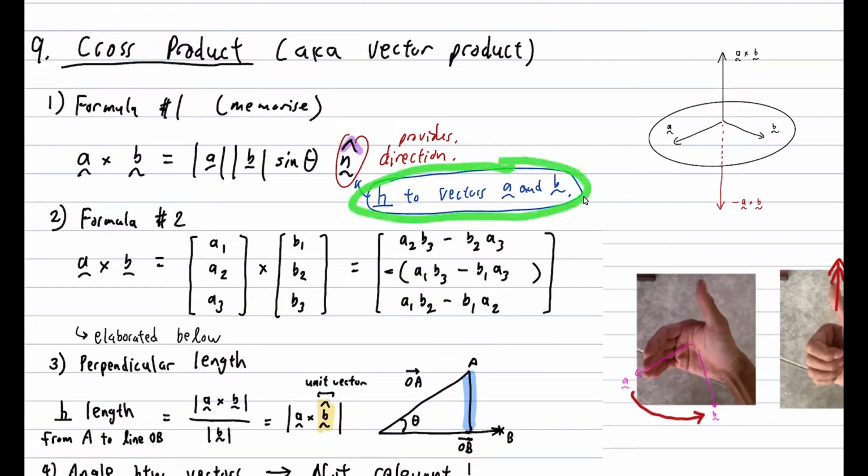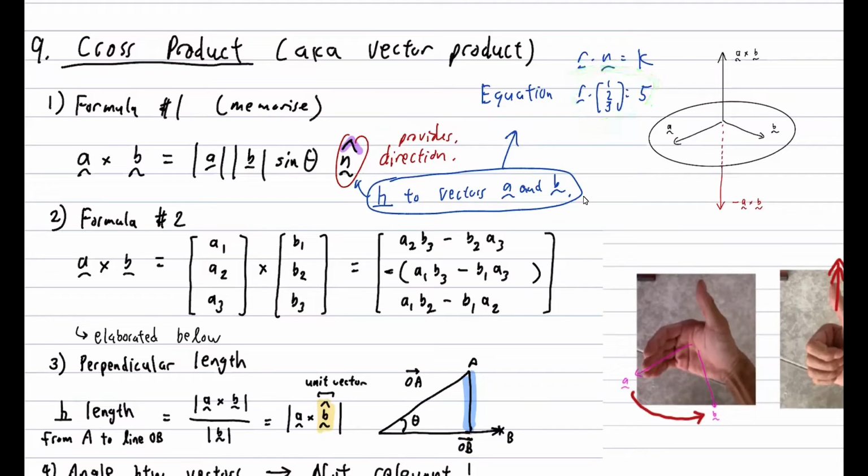Why is this important? Because later on you need to use this to find the equation of a plane. Do you remember? R dot n equals some number. R dot, let's say, 1, 2, 3 equals some number, let's say 5. This is the equation of a plane, right? How do you find this n? You need to do cross product. Like if you have a vector here, you cross it, you'll get A cross B. Then this will become your normal.